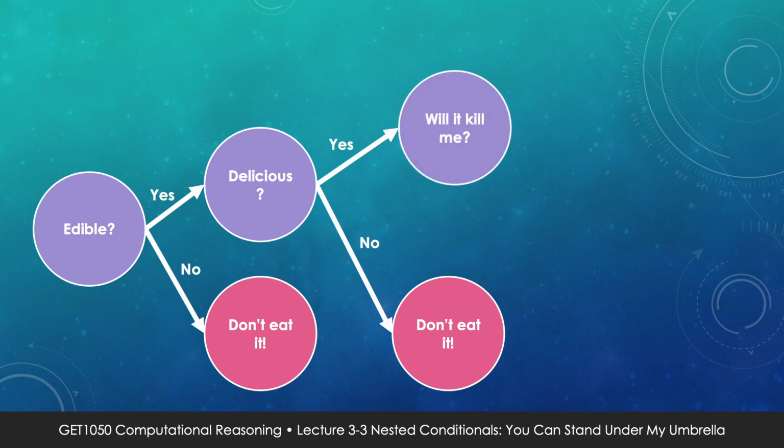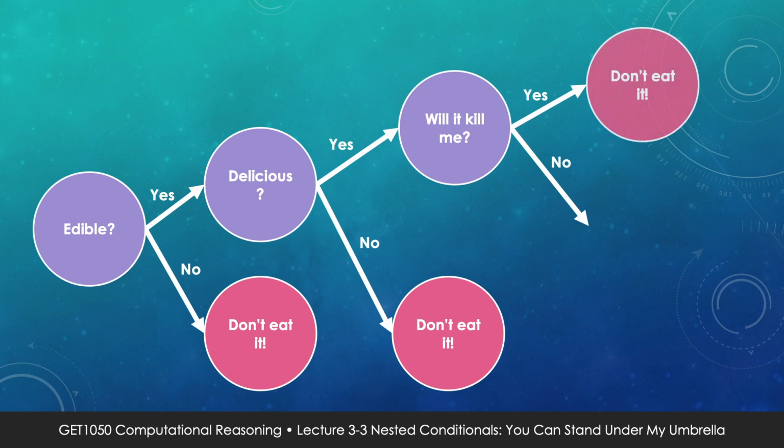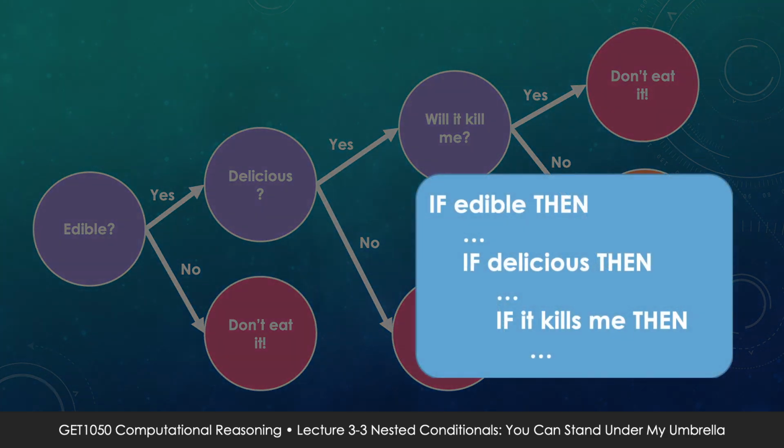Will it kill me? Again, for simplicity's sake, let's just say yes or no, right? If yes, then don't eat it, right? If no, then we have no more questions to ask, so we can just terminate with the instruction, let's eat, right? So just like that, we have mapped out the conditionals and how we'll nest them. We have 3 layers of branches in total, and that comes up to 3 layers of nested conditionals.